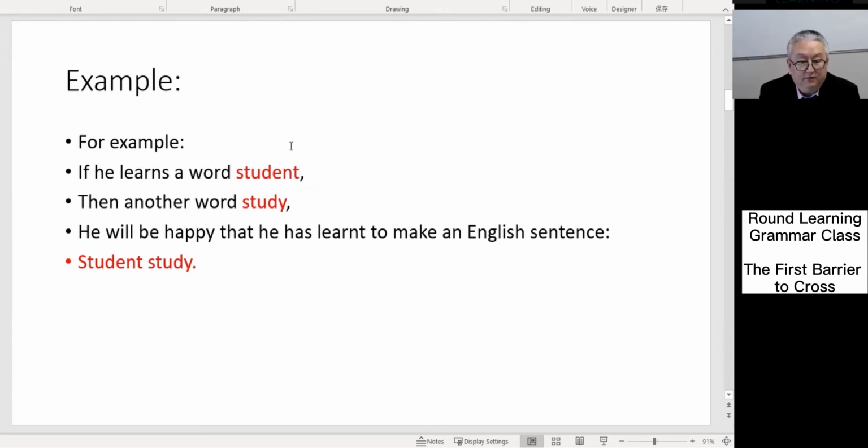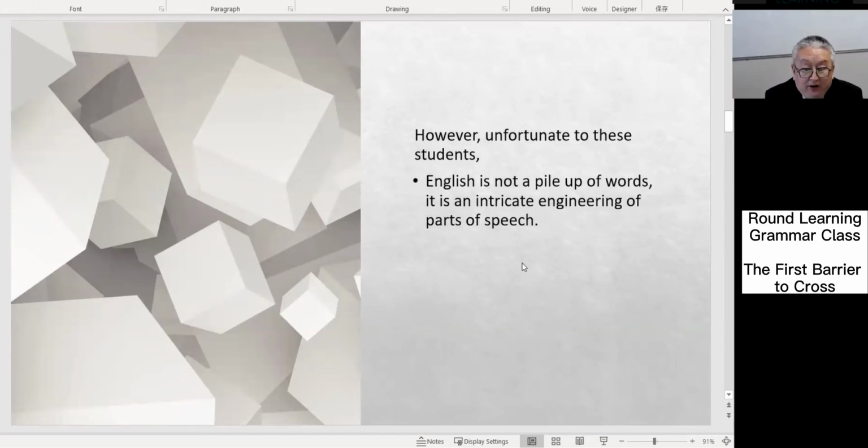Guided by this belief, they will collect a lot of words, and then they believe when they put the words together, they'll be able to master English. For example, if he learns the word student, then another word study, and by putting these two words together, student, study, he will believe that he has learned English. And everybody knows that is not true. English is not a pile up of words.